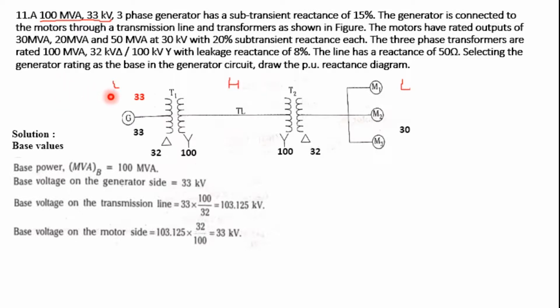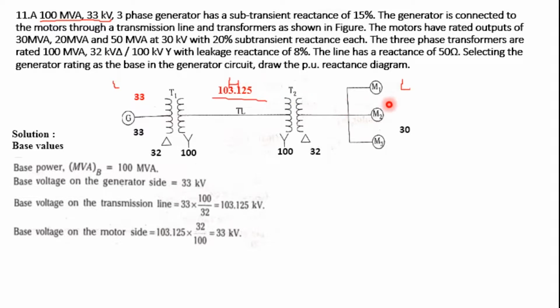ST side is equal to LT side into ST side rating divided by LT side rating. We already know this is 33. So 33 into the ST side rating of the transformer, 100, divided by 32. So we get 103.125. This is the value we got.